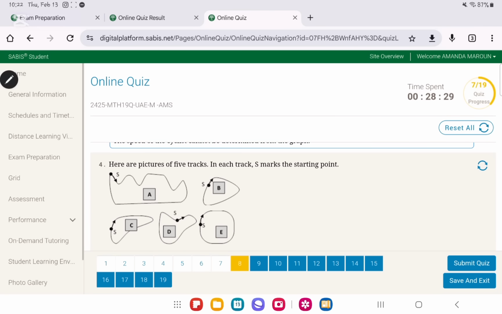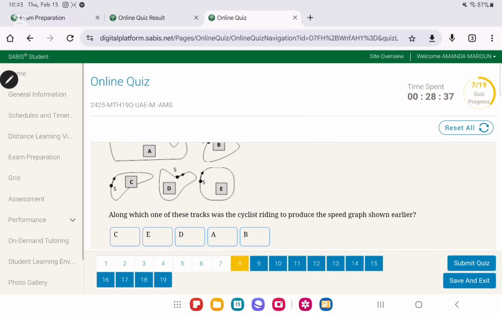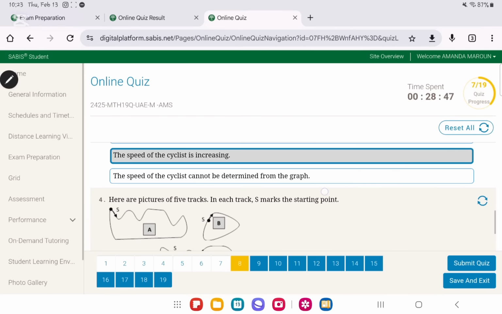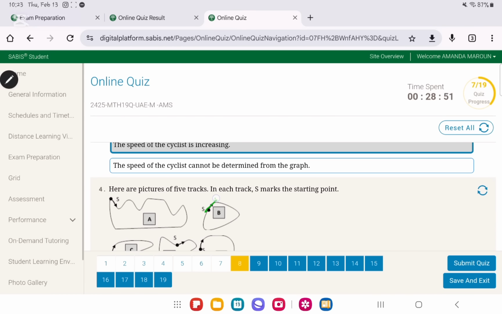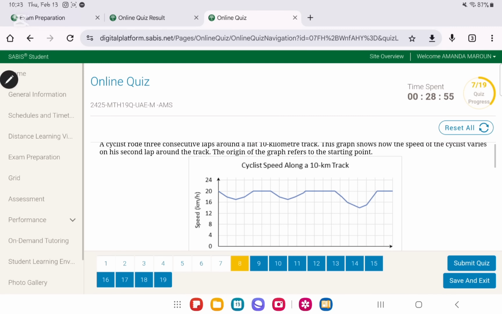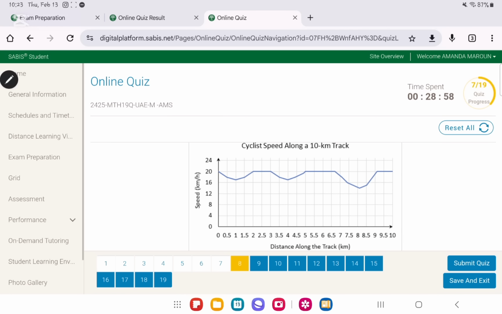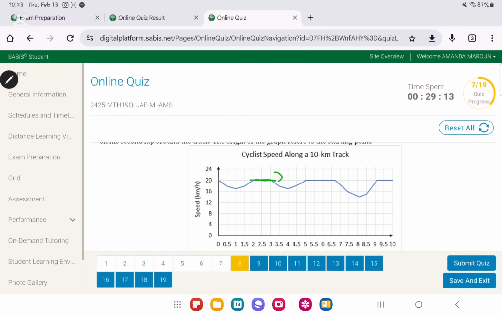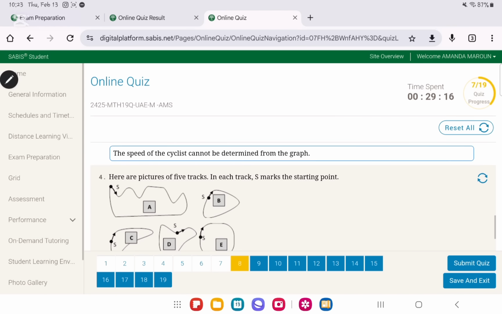Now, they said, here are the pictures of 5 tracks. In each track, S marks the starting point. Along which of these tracks was the cyclist riding to produce the speed graph shown earlier? So as you can see, in around the first kilometer, his speed is decreasing. That means he has to be going up. So let's say this is the first kilometer. He is going up, so definitely his speed is going to decrease. Then, going from the first kilometer to the second kilometer, his speed is increasing. That means he is going down. This is all about logic. So first he's going up, then he's going down again. Then he has a constant speed. If he has a constant speed, that means he is just moving regularly. So he's going to continue going down.